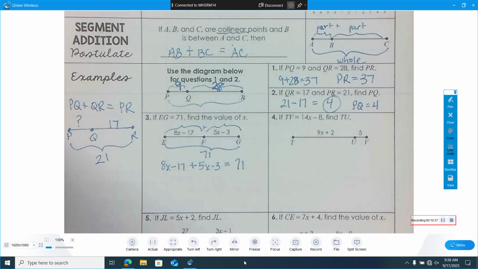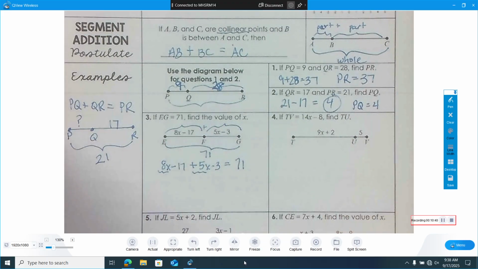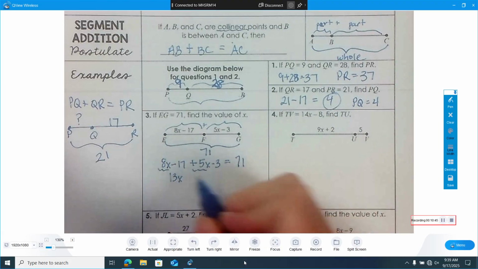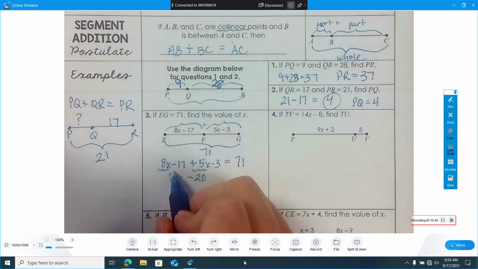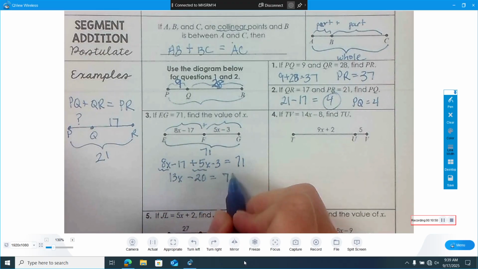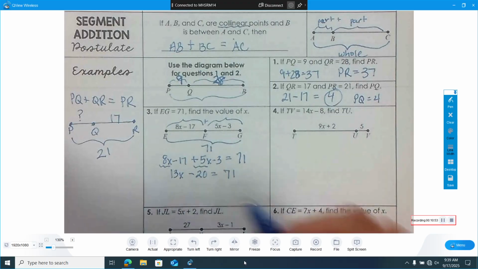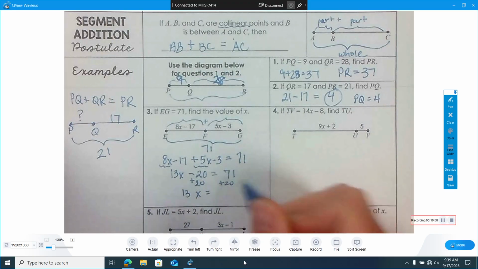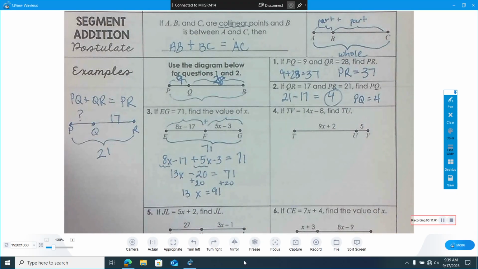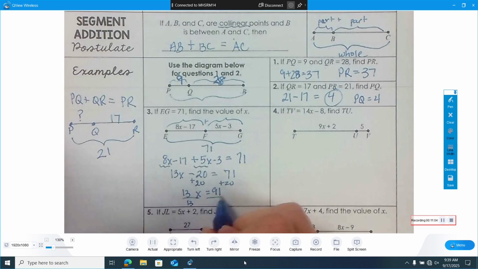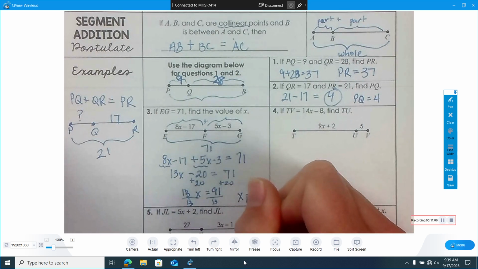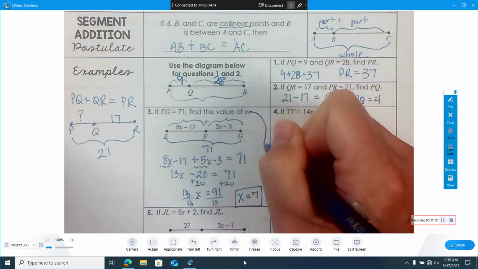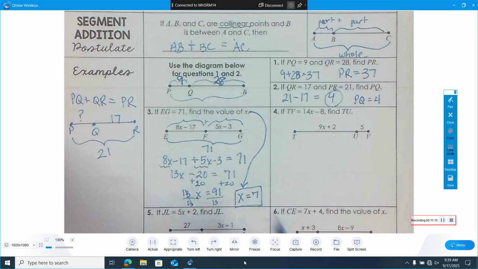And what do we need to do? Combine like terms. Very good. So 8x's plus 5x's is 13x's minus 20. Very good. Negative 17 and negative 3 equals 71. Add the 20. So you get 13x equals 91. And then divide by 13, divide by 13. So we get x equals 7. Beautiful. And so they asked us to find the value of x. Did we find the value of x? Yeah, x is equal to 7.